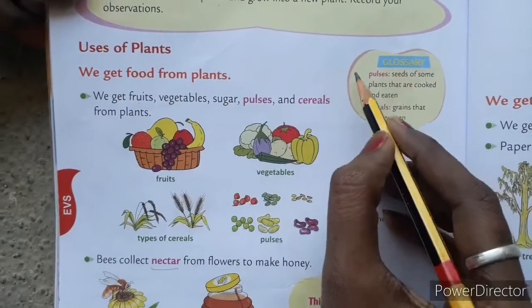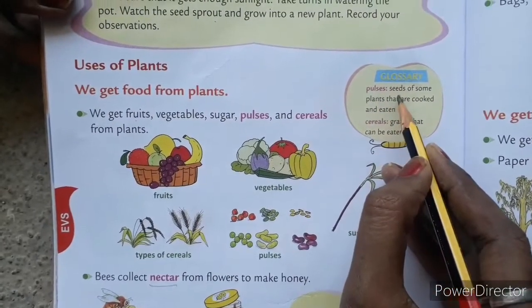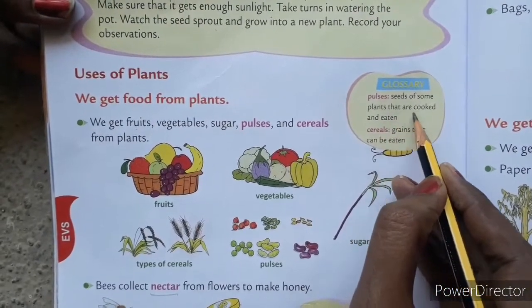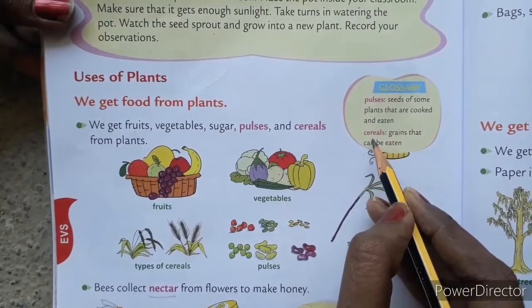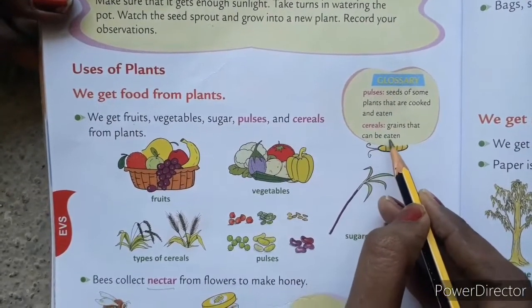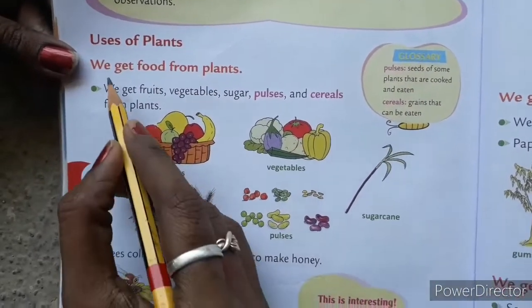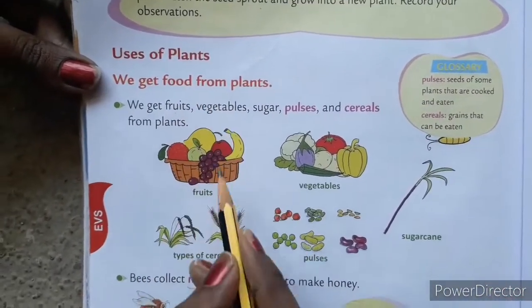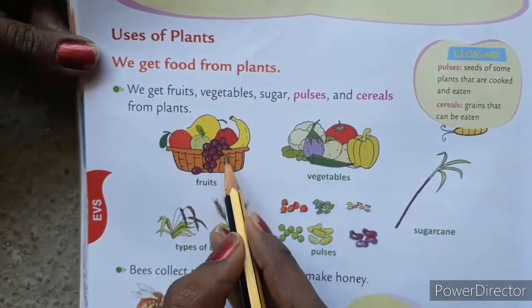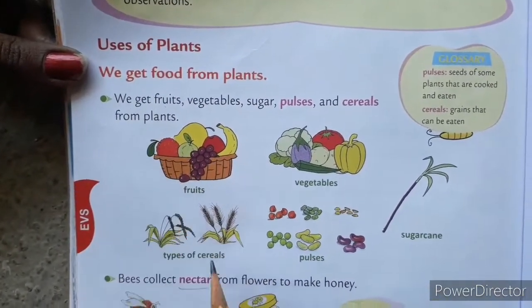Pulses. See here, children. Pulses are seeds of some plants that are cooked and eaten. Cereals are grains that can be eaten. These are also foods. These foods we get from plants. So we get food from plants. This is the main use of plants.